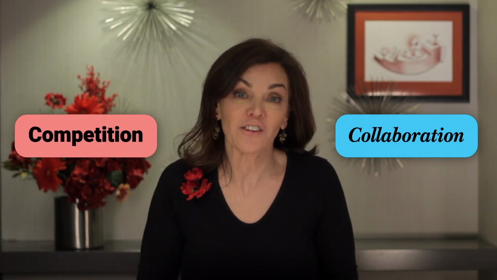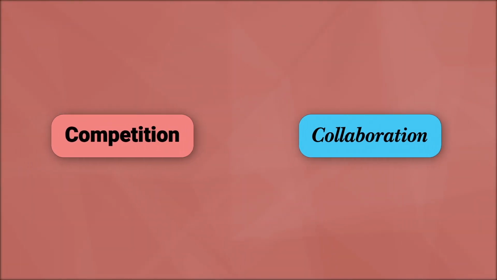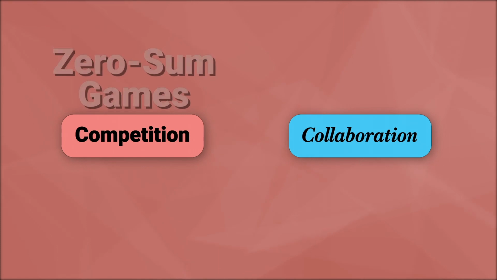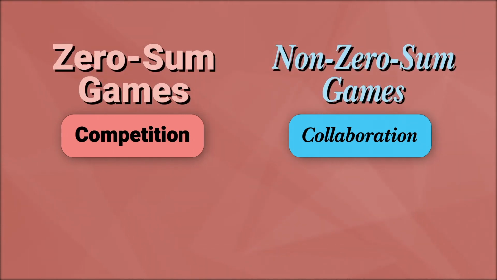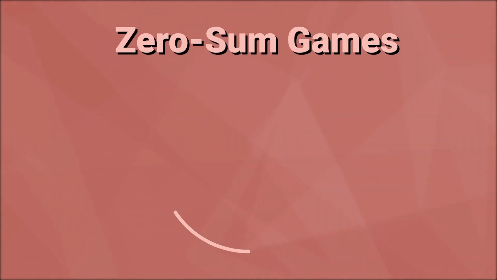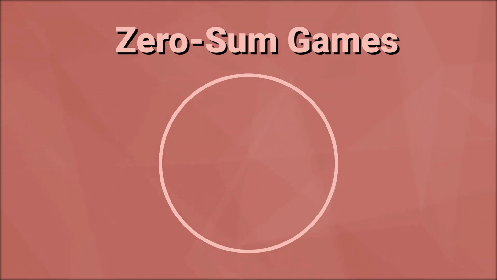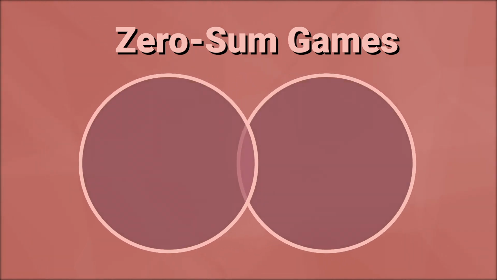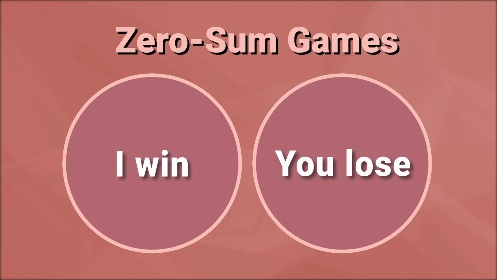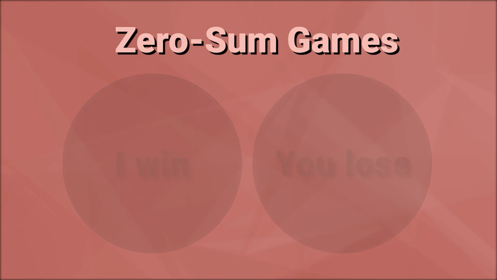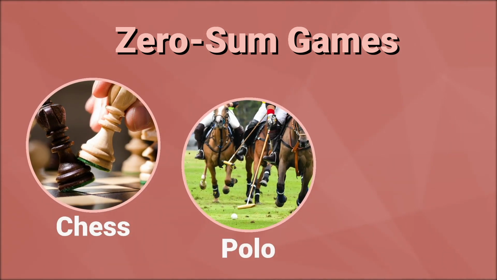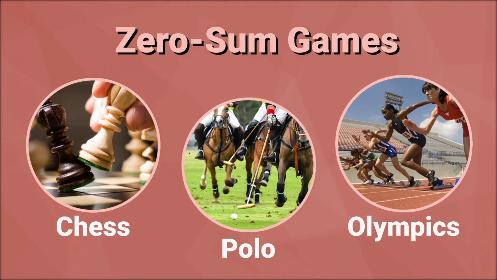Others thrive on competition. These differences reflect the two main branches of game theory, zero-sum games and non-zero-sum games. In zero-sum games, the players compete for a limited resource that's divided up amongst the winners. If I win, you lose. That's the nature of a zero-sum game. We're opponents, and the more people who play, the lower chances of winning. This is how many popular games like chess, polo, and every Olympic competition are structured.